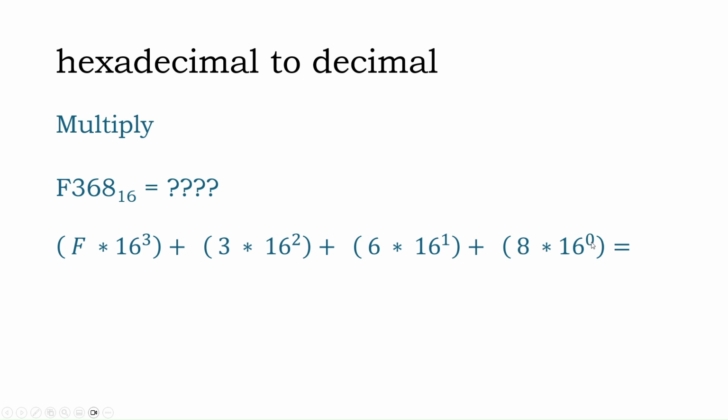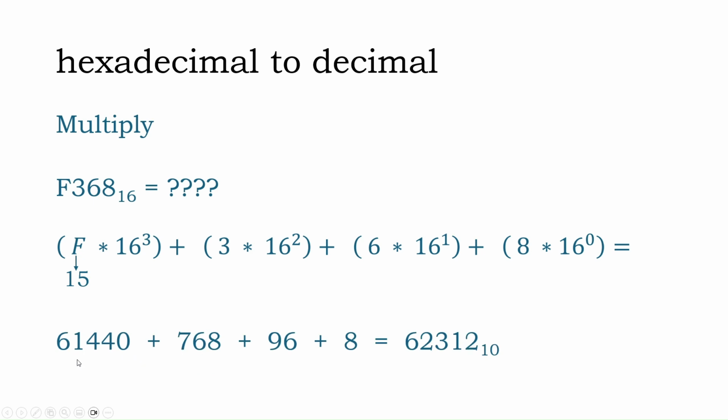So 8 times 16 to the 0, which is 1, so 8 times 1. 6 times 16, 3 times 16 squared, and F times 16 cubed. So this F we need to convert into a number, and that number is 15. So we would have 15 times 16 to the third. And these answers come out down here.